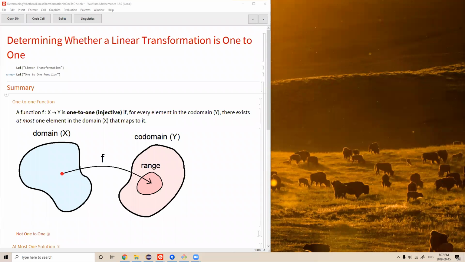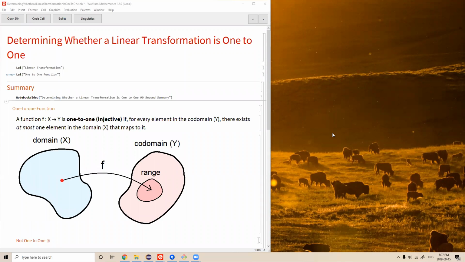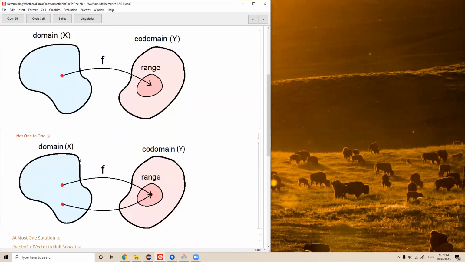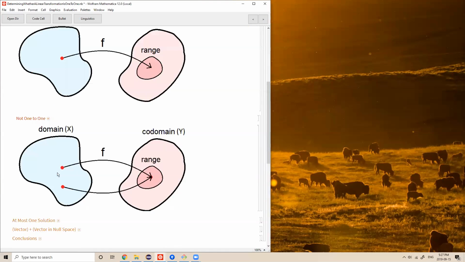How can we determine whether a linear transformation is a one-to-one function? In review, a function f with domain x and codomain y is one-to-one if for every element in the codomain, there exists at most one element in the domain that maps to it. If there are any elements in the range that are mapped to by multiple elements of the domain, then the function is not one-to-one.